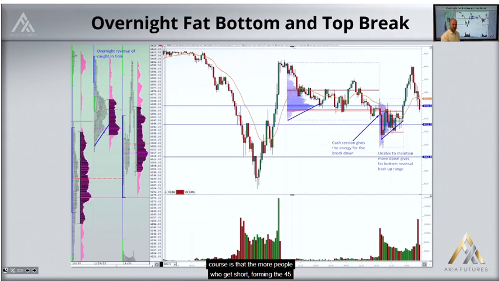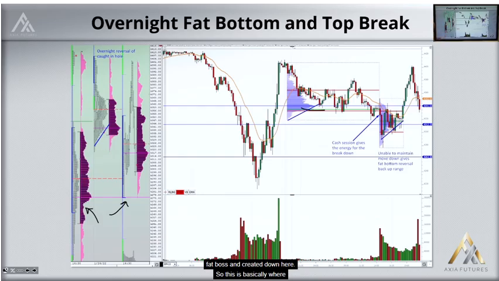And the problem, of course, is that the more people who get short, forming the 45-degree low, the less people there are to sell on the break because they're already in and they're already waiting. So this is what we end up with. This is your pullback move. So we've had this cash session, overnight session, cash session. These two are your main cash sessions, and then this is your overnight. So overnight, you get the classic caught in the hole reverse. Shift out value, overnight caught in the hole, market falls back, but then creates this 45-degree line, this sort of fat bottom. And you can see it on the volume as well, fat bottom created down here.